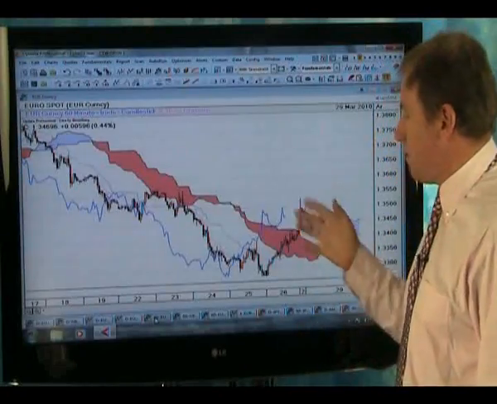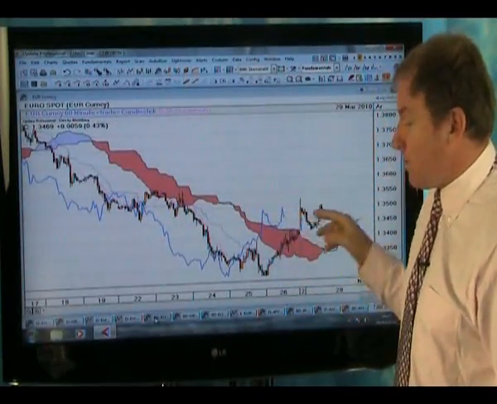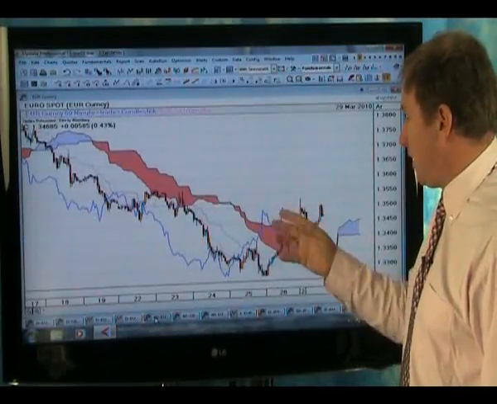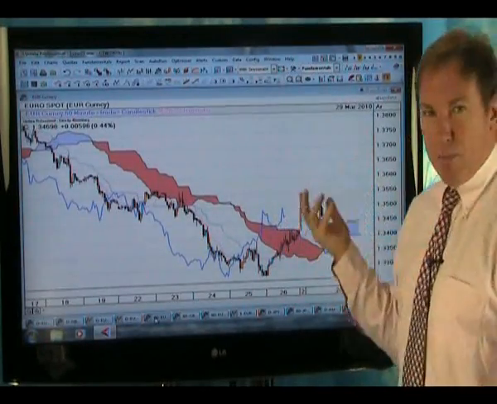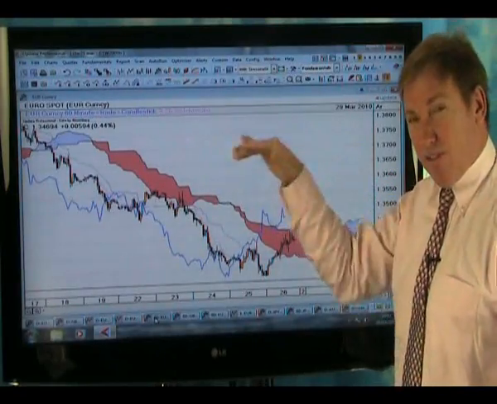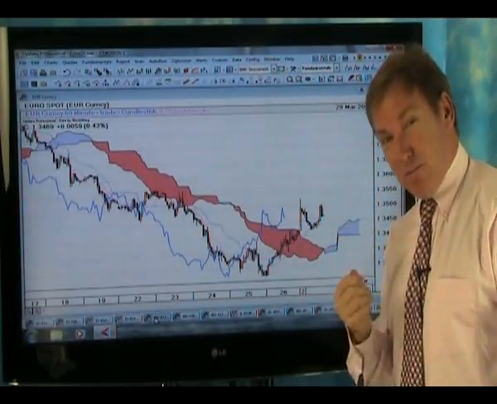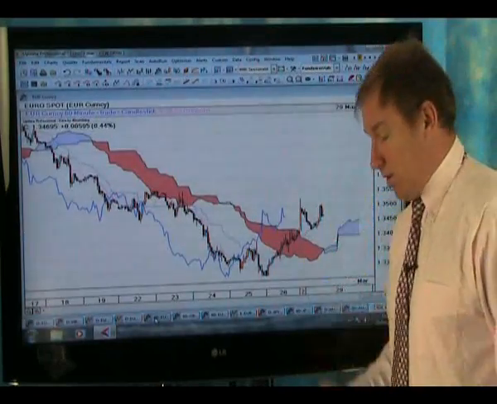Really quite key here that on this 60-minute chart of the euro, we've broken through the cloud in the last couple of trading days. So we're now in the bullish zone, suggesting that we could get this counter trend move back to that 138, 140 level on the euro. So short term, the euro is bullish. Bearish medium term, short term it's bullish.